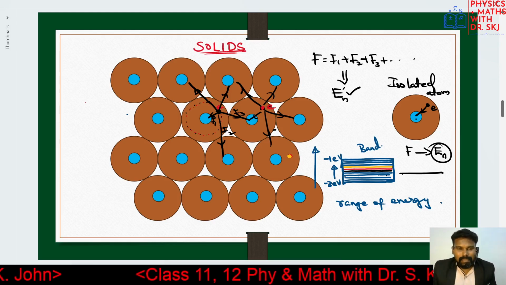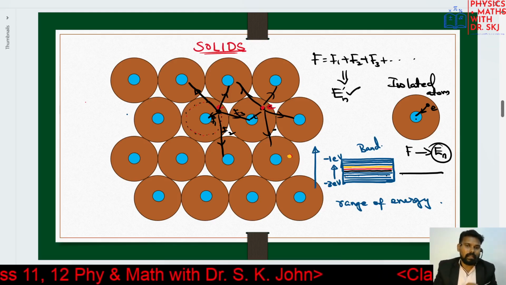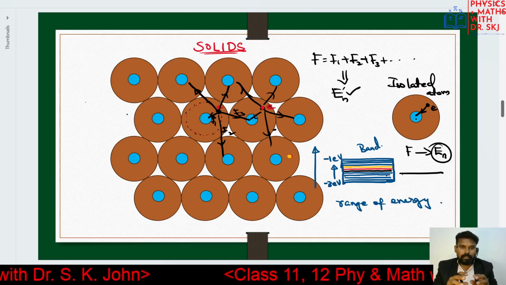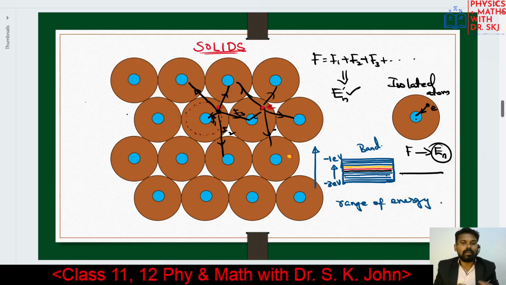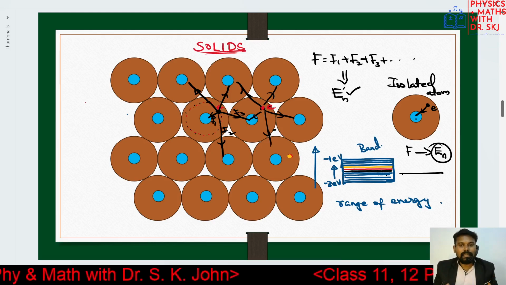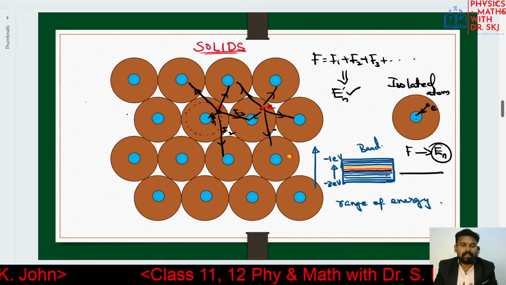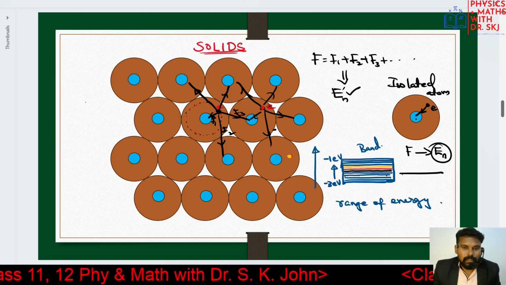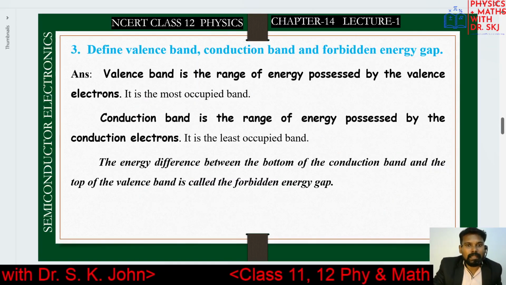So in metals, the energy level of each electron can be different from that of the other electrons. The reason is that the neighborhood of one electron is different from the neighborhood of other electrons. So its forces are different, and so the energy levels are different. So we will get a large number of very close energy levels, which can be considered as an energy band. In solids, mainly there are two bands of energy. One is the valence band, and the other is the conduction band.